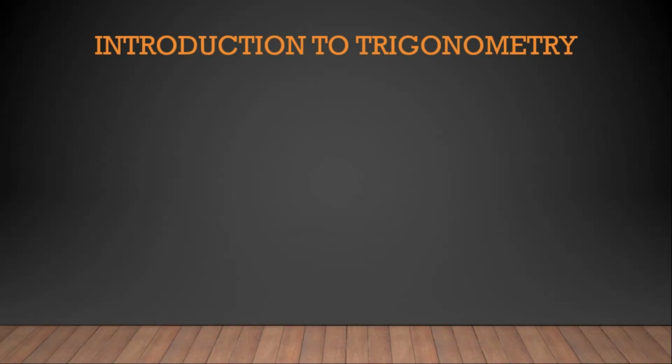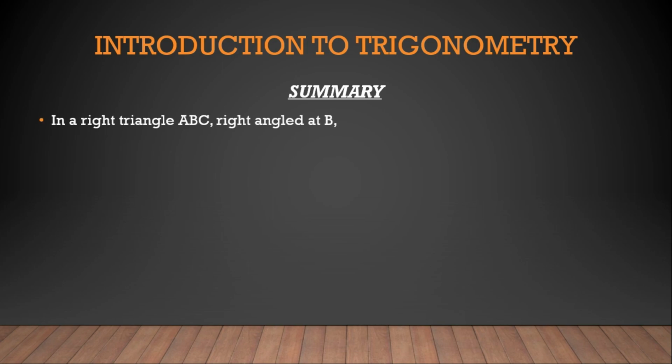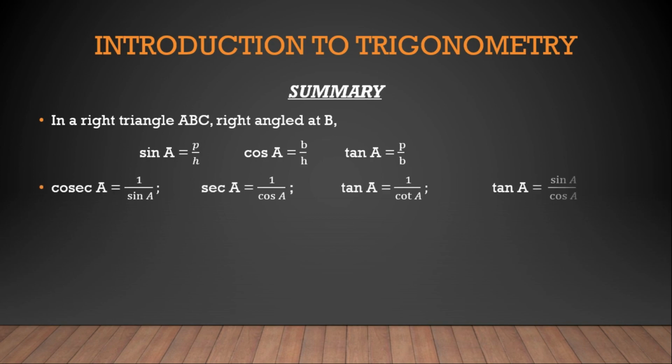By this we have completed our chapter Introduction to Trigonometry. In this chapter we have learned that in a right triangle ABC right angled at B, sin A is equal to perpendicular by hypotenuse, cos A is equal to base by hypotenuse and tan A is equal to perpendicular by base. Cosec A is equal to 1 by sin A, sec A is equal to 1 by cos A, tan A is equal to 1 by cot A, and tan A also equals sin A by cos A.